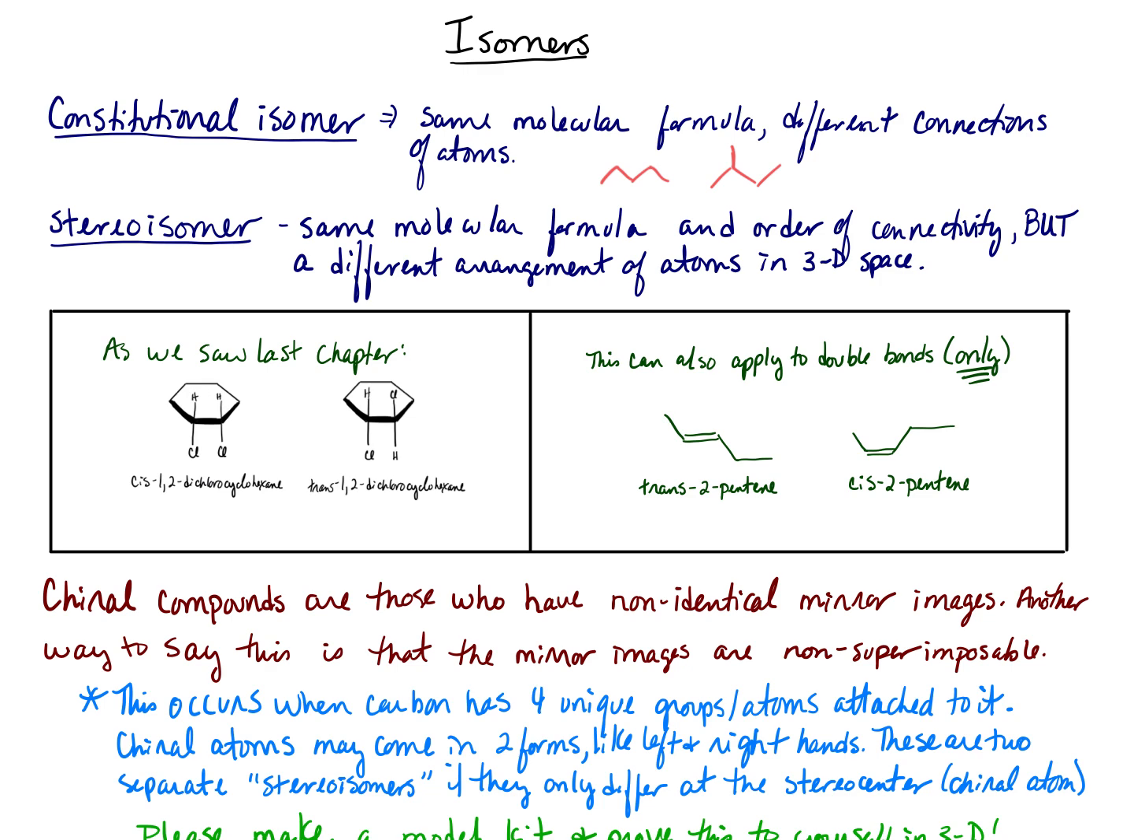Now we're going to start talking about what's known as stereoisomers. So this is when you've got the same order of connectivity, but in 3D space, the arrangement of atoms is different. Okay, so that's what's really going to make a difference here.